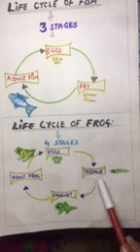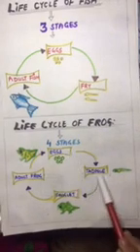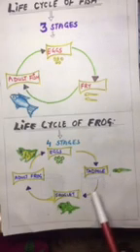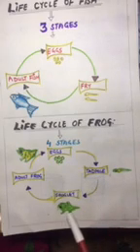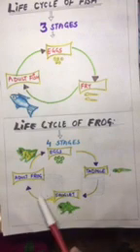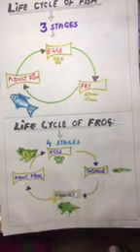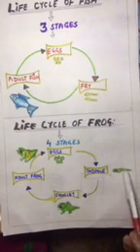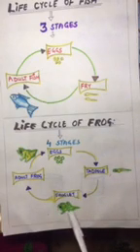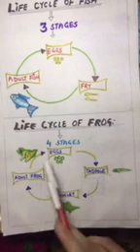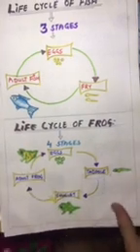Tadpoles hatch out of the eggs. At this stage they have a tail. Then the tadpole grows legs and loses its tail to become an adult frog. This is the life cycle of frog.